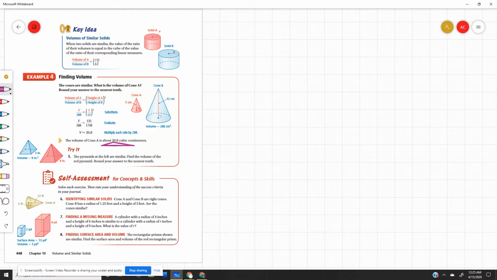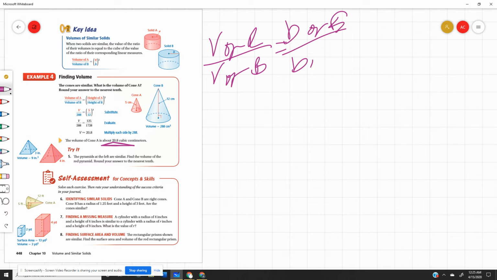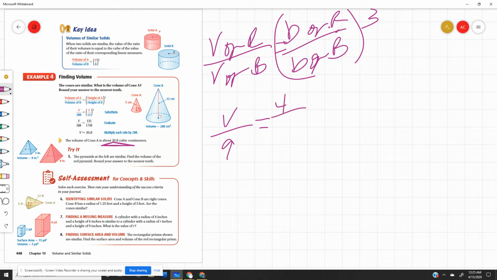Okay, let's look at the next one. The pyramids at the left are similar. Find the volume of the red pyramid. Round your answer to the nearest tenth. So V of red over V of blue is equal to base, nope, hold on, that's the area of the base. Base of red over base of blue cubed. Volume, we don't know for the red. We know it for the blue. It's 9. Base for the red is 4. For the blue is 3. Cube it.